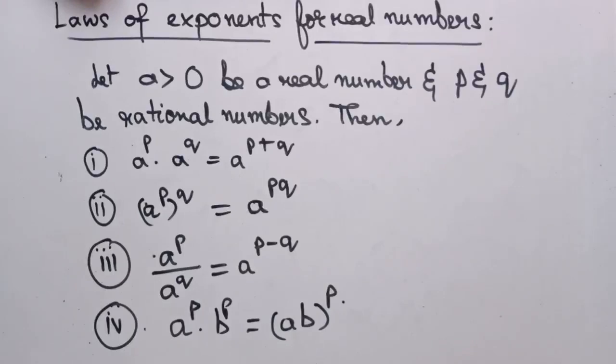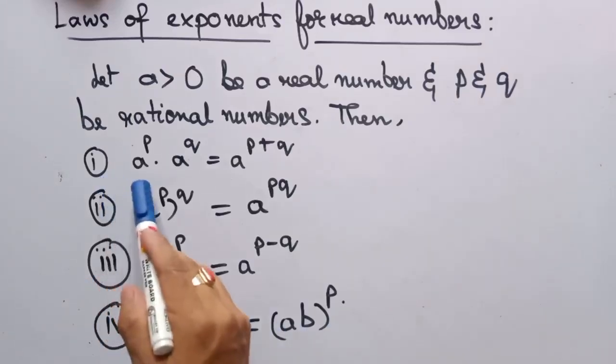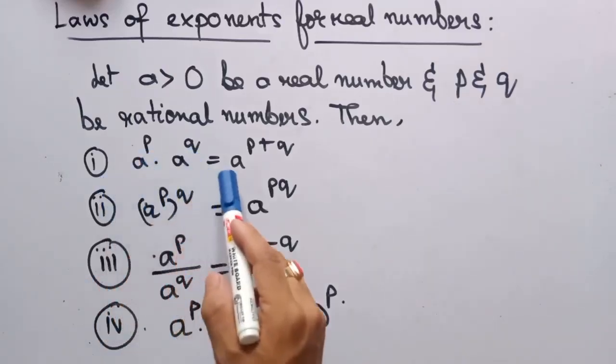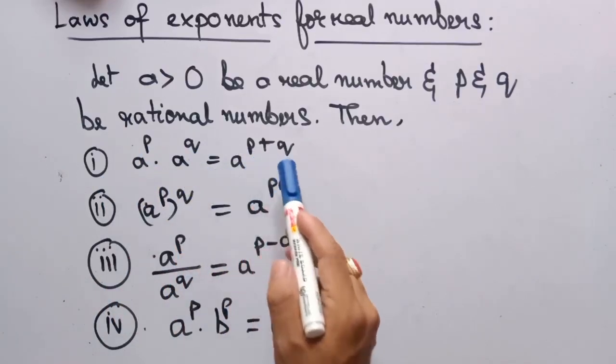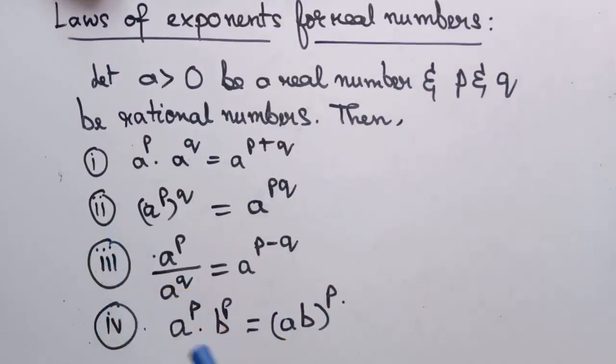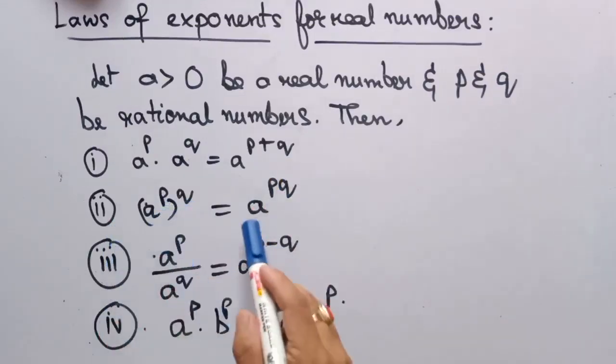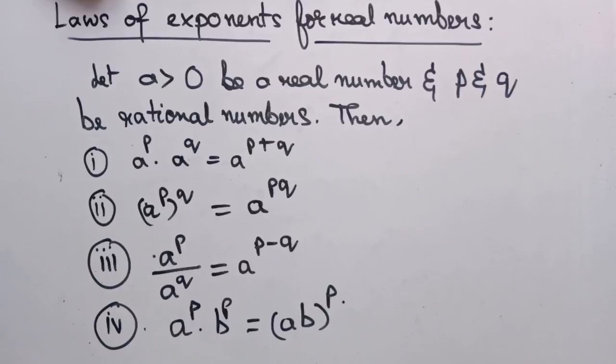Next, our topic is laws of exponents for real numbers. Let a greater than 0 be a real number and p and q be rational numbers, then the following laws of exponents are true for real numbers. Roman number 1, a to the power p into a to the power q equal to a to the power p plus q. Roman number 2, a to the power p to the power q equal to a to the power pq. Roman number 3, a to the power p by a to the power q equal to a to the power p minus q.